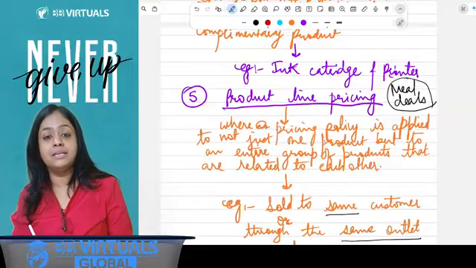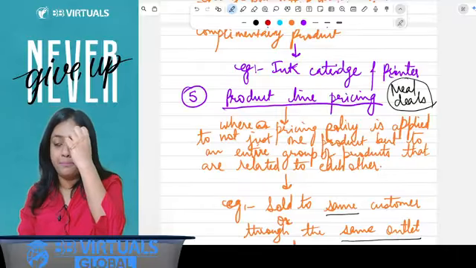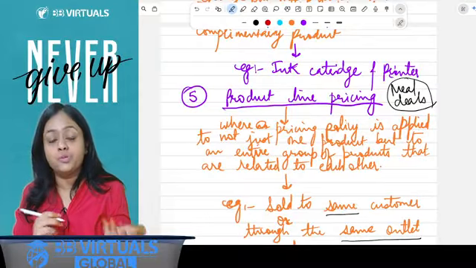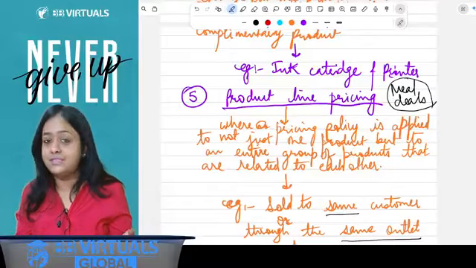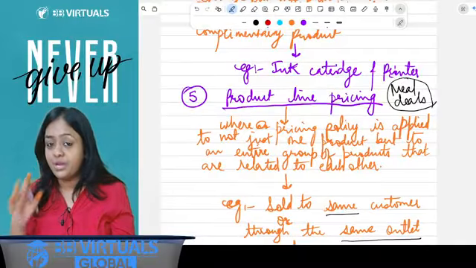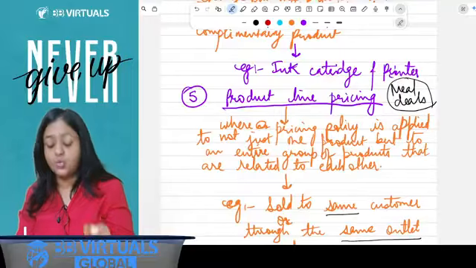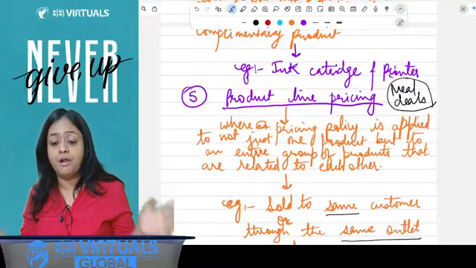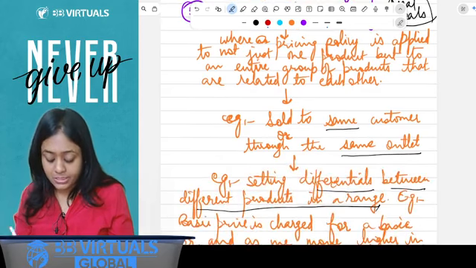Now product line pricing. When I say product line pricing, let's say for example there are meal deals. When you go to McDonald's or KFC, you get meal deals. A meal deal basically means there is a reduction in the pricing, and the pricing policy is applied not just to one product but to the entire products of that range, of that category, which are related to each other.